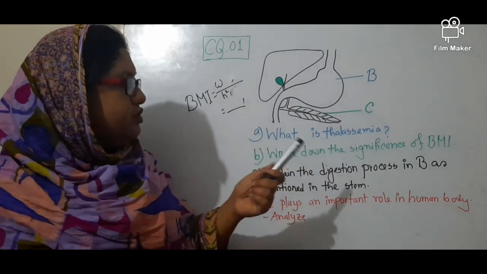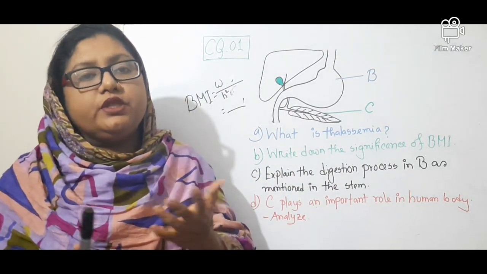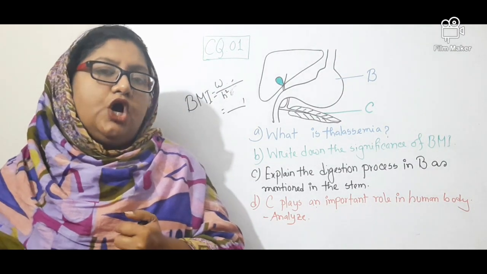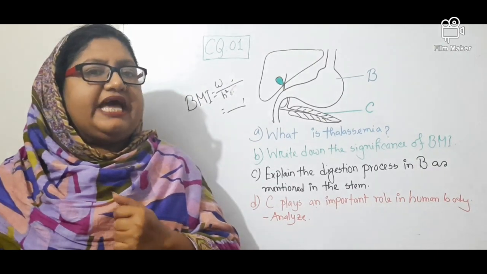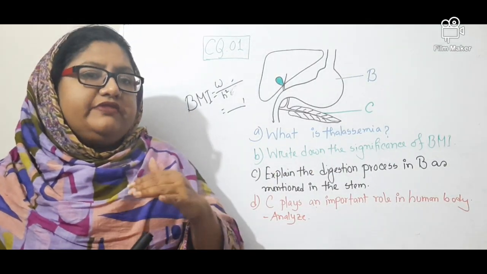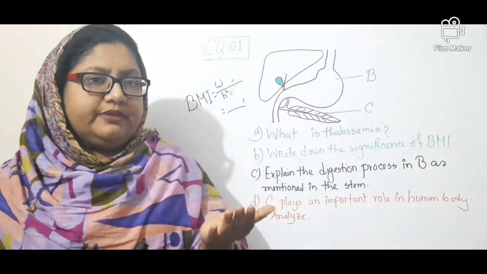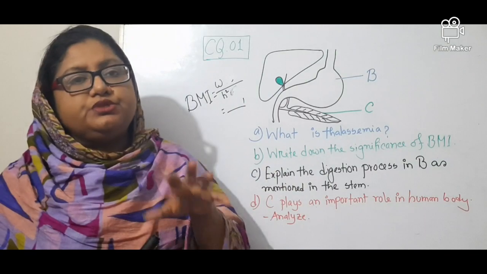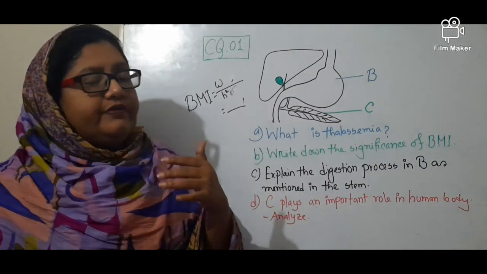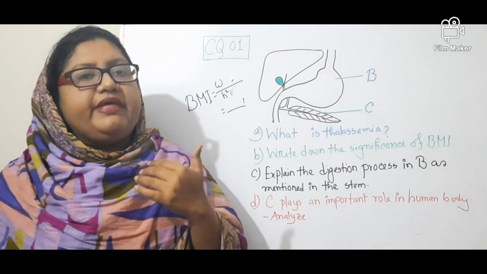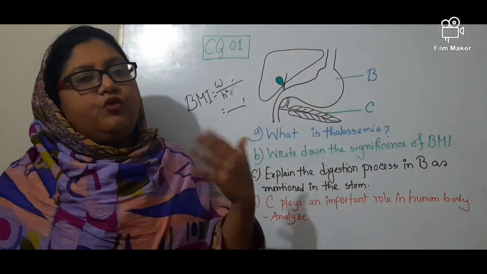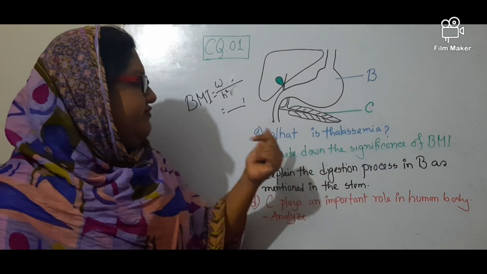Now you are asked to write down the significance of BMI. So what will you write? You will write BMI indicates the health condition of a person. Whether the person is healthy or not can be determined by calculating the BMI. If the BMI is above the standard level, then the person should reduce his or her weight by physical exercise and dieting. But if the person has less BMI than the standard level, then he or she should take more food to gain weight. So this is the significance of BMI.